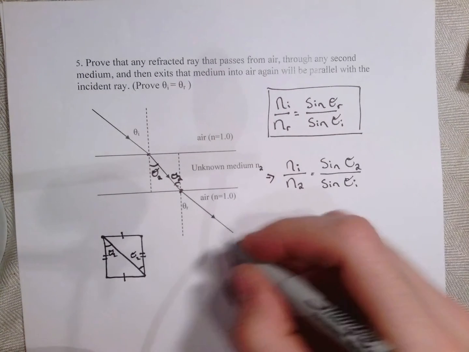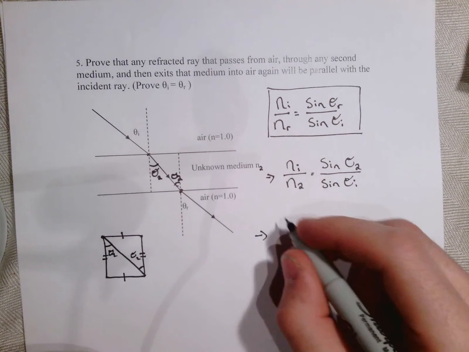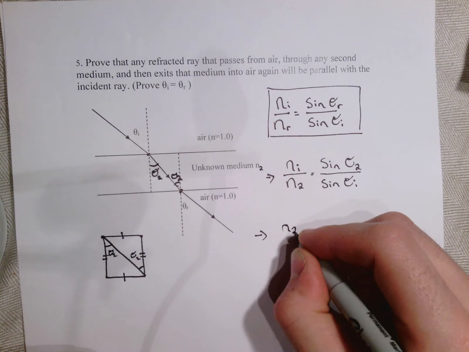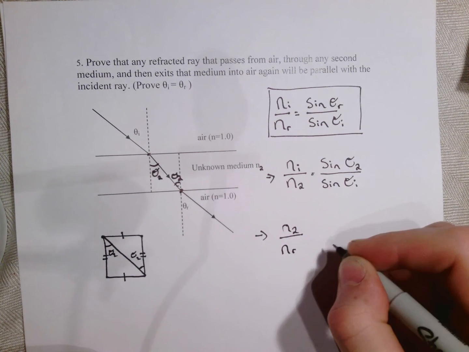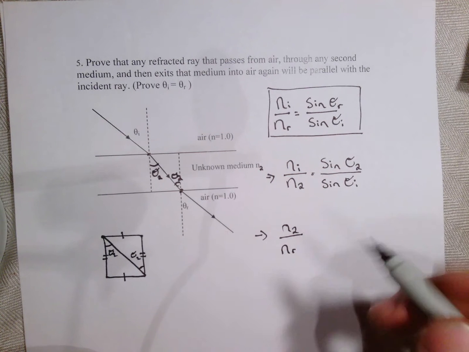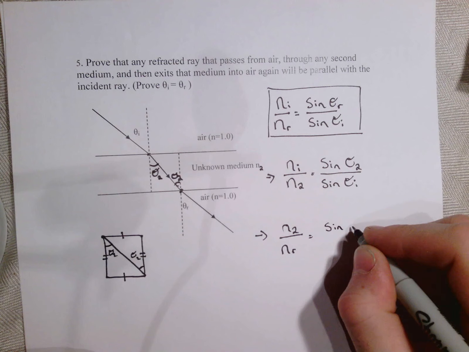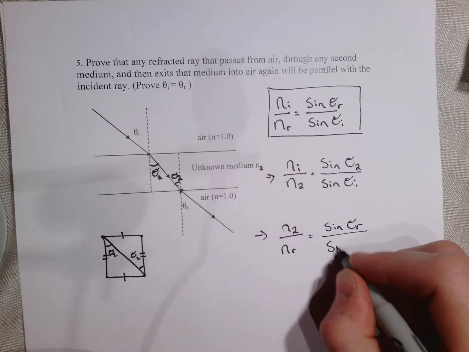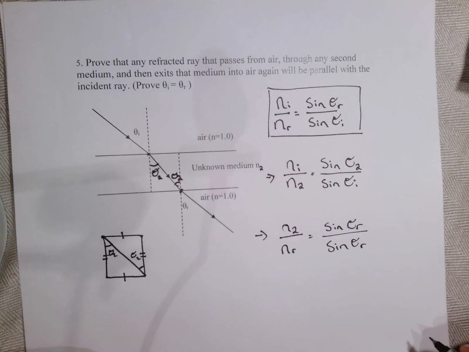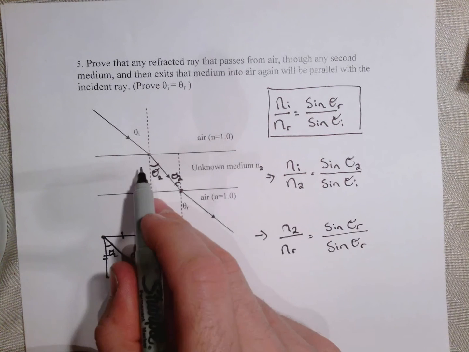This is my first refraction, and I've got my second. So my second refraction is going to look like this. My incident ray is n2, so n2 comes in, and nr comes out, the final refracted medium. And that's going to be equal to the sine of my refracted angle over sine of theta 2. So these are two separate statements. This statement is dealing with the second refraction. This statement here is dealing with the first refraction.